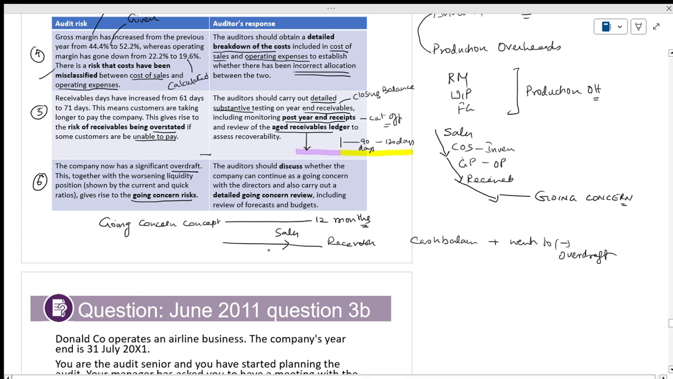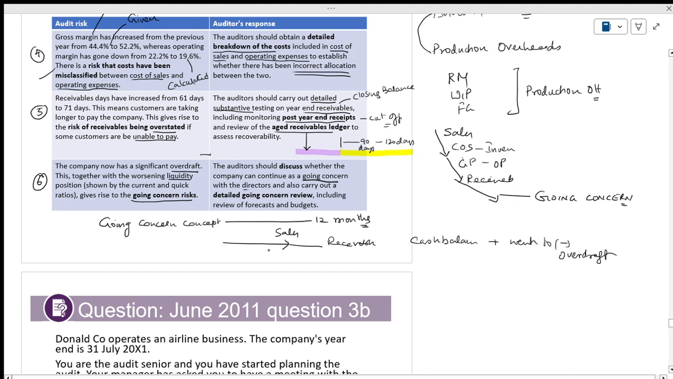Together, liquidity is becoming bad. It gives rise to the going concern risk. The company has a significant overdraft. Overdraft is there. Liquidity position is becoming worse. It means the auditor should discuss with the company whether the company can continue as a going concern.